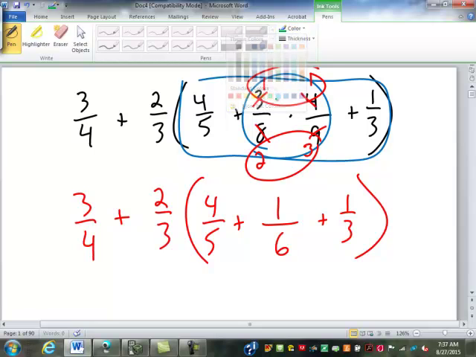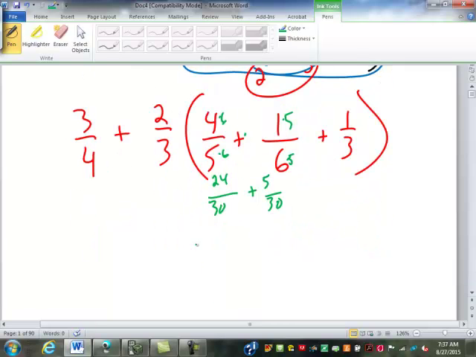2 times 3 is 6. Now what? Inside the parentheses here, we have to add our fractions, which means we need common denominators. It's going to be 30 and 30. This would be times 6, so times 6 would be 24. Times 5, so times 5 would be 5. So that makes 29/30.